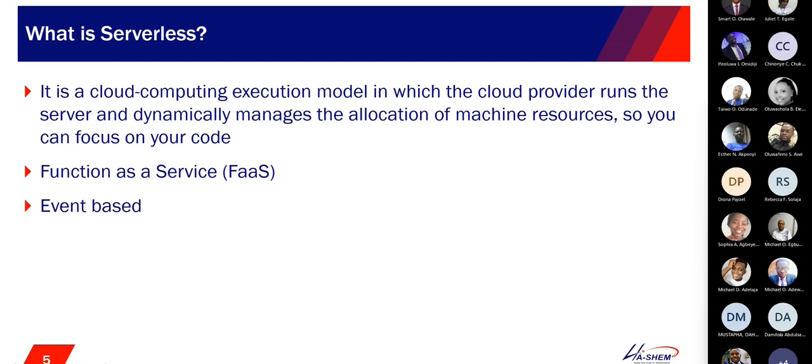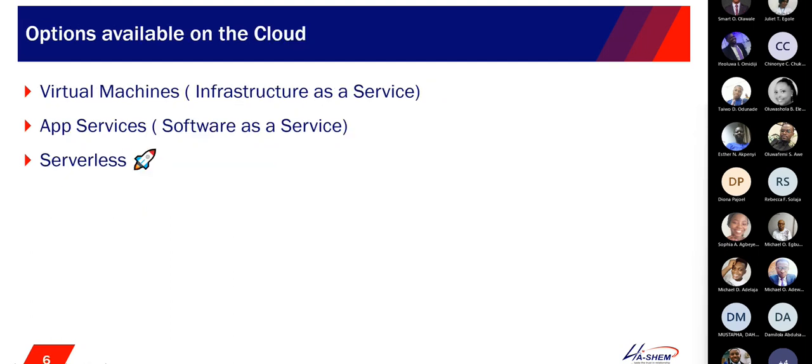event based. So basically, like it's defined in the slide, it's a cloud computing execution model in which we have our cloud providers run the server. They also dynamically manage the allocation. So when you have an app service, you are the one managing the resources, what DB you are going to call, what architecture you're going to use. All that is going to be managed by the server itself, so you don't really need to bother yourself much when you go serverless.